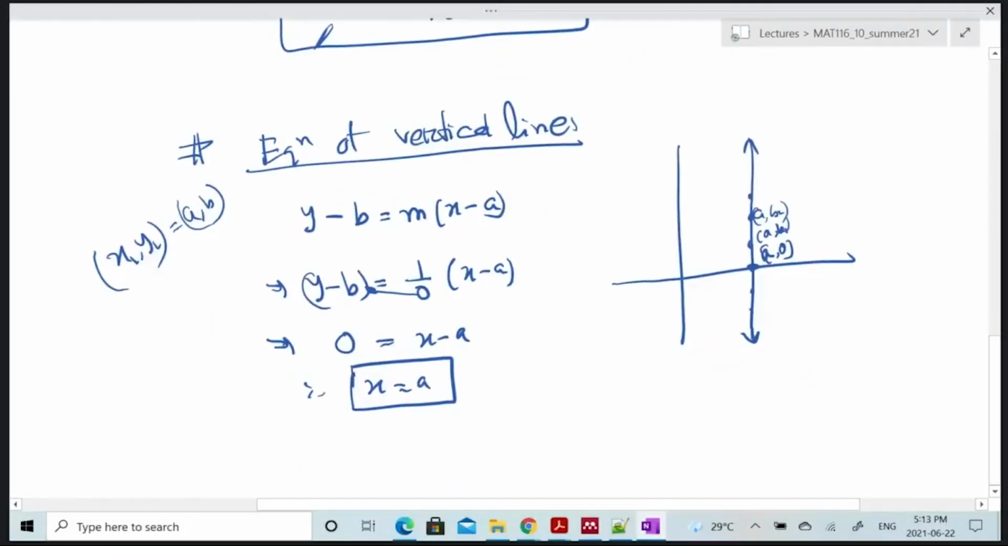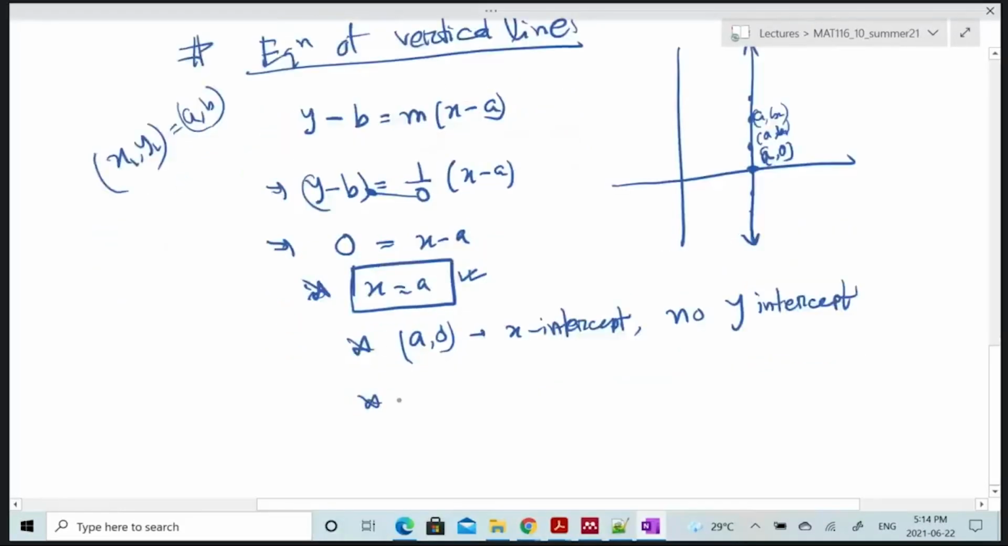So the information we get from here, this is the equation of vertical line. A comma 0 is the x-intercept. Since it's parallel to y-axis, so no y-intercept. And for vertical line, the slope is undefined. So these are the three pieces of information basically we need to take from here. Are we doing good? Yes, ma'am. Okay.